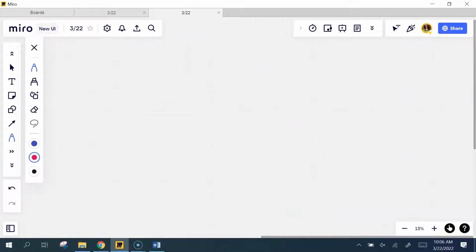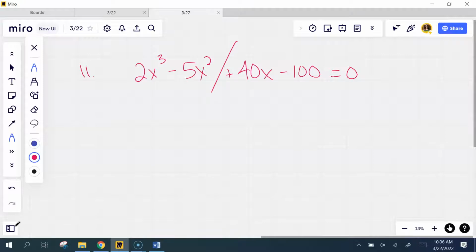Okay. Number 11. 2x cubed minus 5x squared plus 40x minus 100. It already equals 0, so as I look on my orange sheet, it's 4 terms, so I'm probably going to have to slash it and see if it'll factor, right? Greatest common factor of the first 2 terms, x squared. What's left when you take out x squared? 2x minus 5.